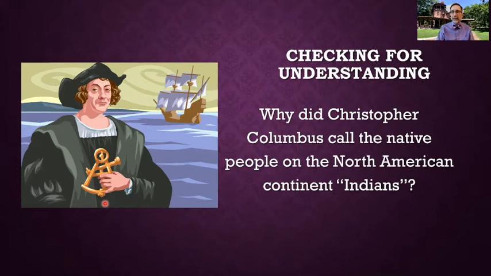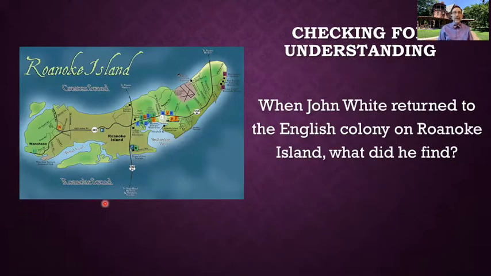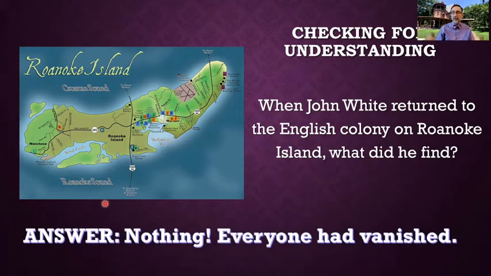Why did Christopher Columbus call the native people in the North American continent Indians? And we talked about that. He thought he had arrived in India. He obviously was not in India. All right, how about this one here? There's a map of Roanoke Island. John White went back to get supplies. When he came back to the English colony on Roanoke Island, what did he find? Absolutely nothing. Everyone had vanished.